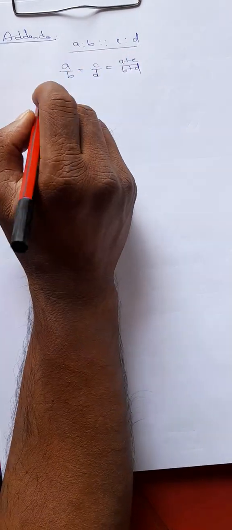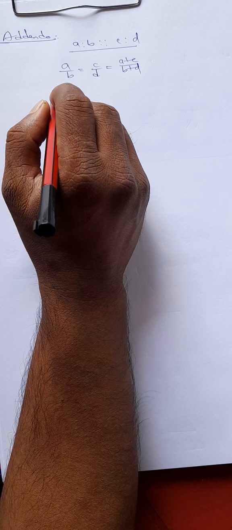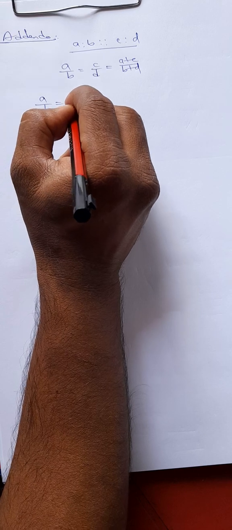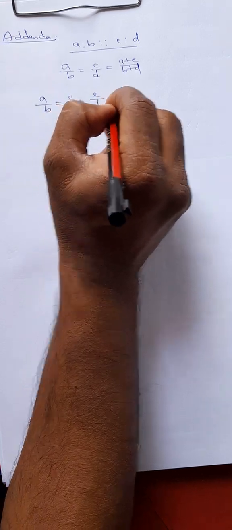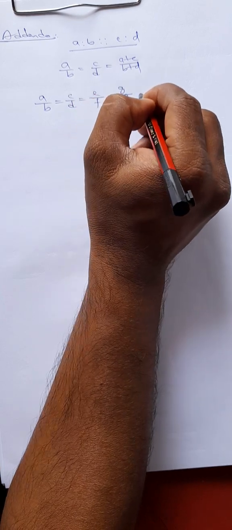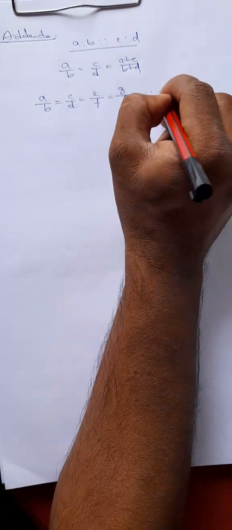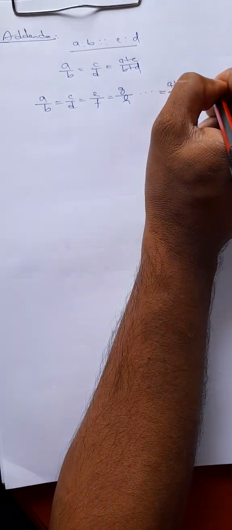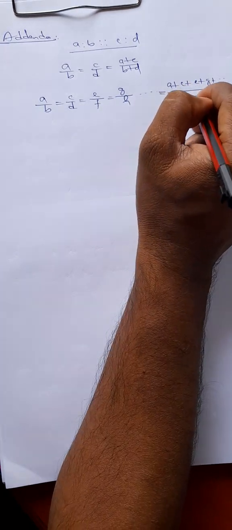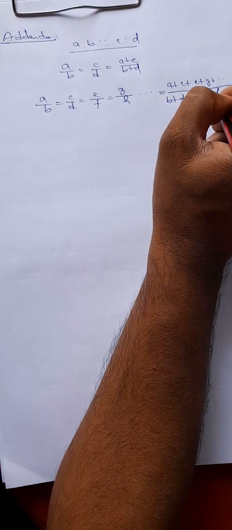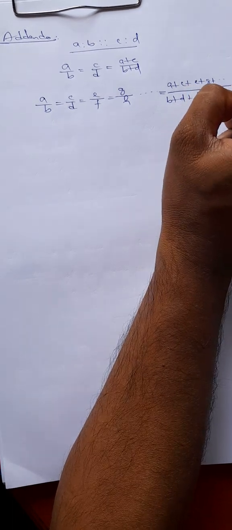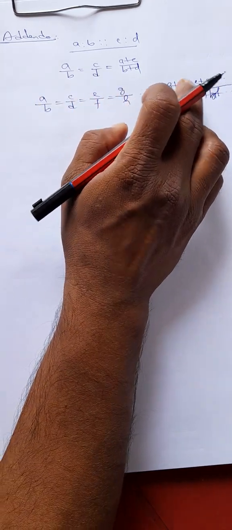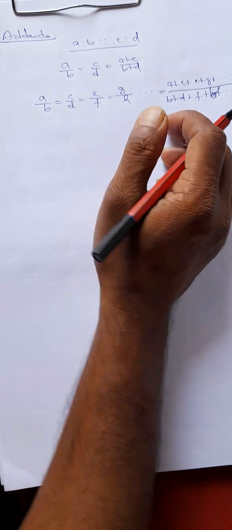You can use this property in more numbers of ratios. Say for example, A by B equal to C by D equal to E by F equal to G by H, etc. Then you will find that the sum of the antecedents A plus C plus E plus G, etc., over B plus D plus F plus H, etc. That means these ratios will be equal to the sum of the antecedents divided by the sum of the consequents.